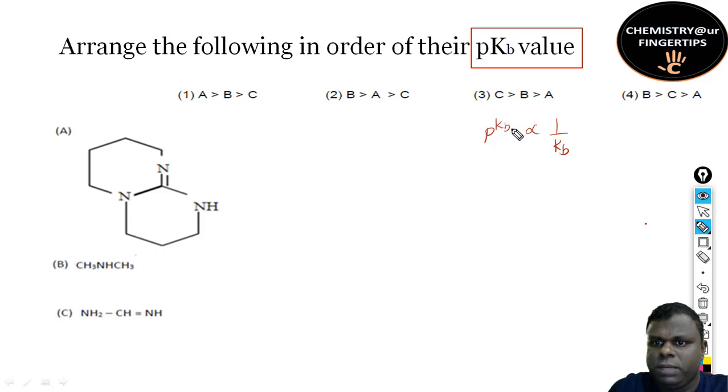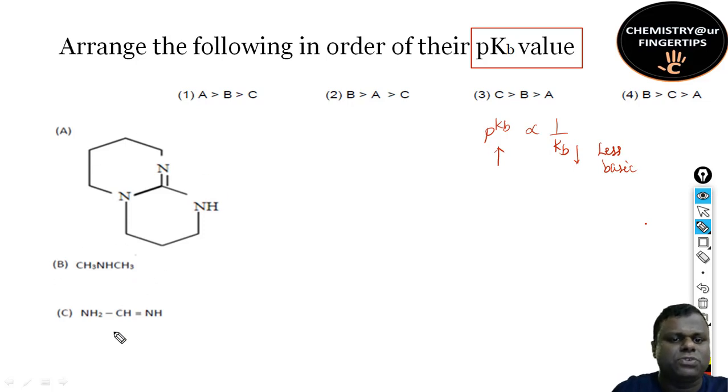Because we already know pKb is negative log to the base 10 of Kb. That means if pKb is going to be high, Kb is going to be less. If Kb is going to be less, it's going to be less basic. So less basic is going to have a high pKb value.